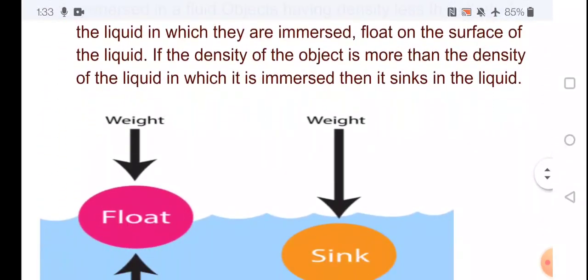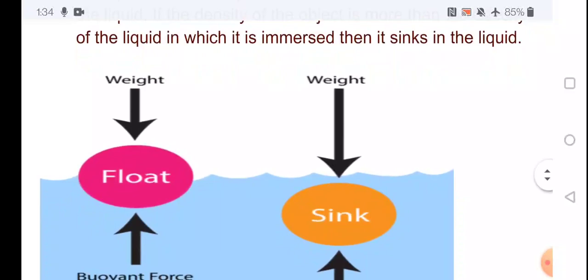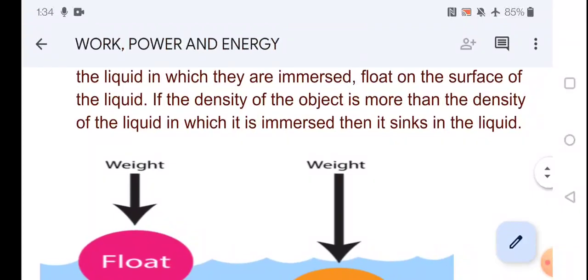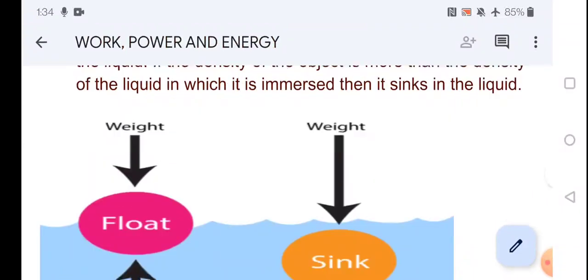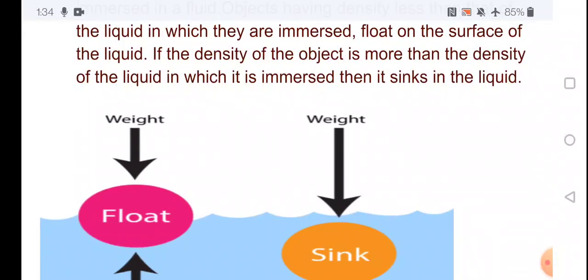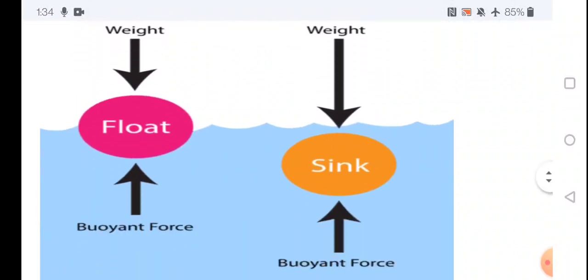Next one, if the density of the object is less than the water, then the object floats. If the density of an object is greater than the density of the water, then it sinks.